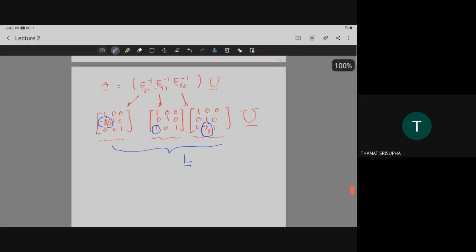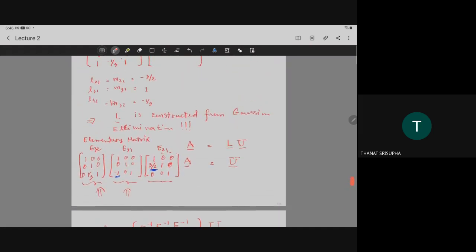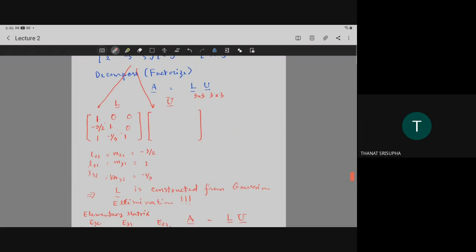So that means matrix U you can compute from E32 times E31 and then times E21 and matrix A. And if you multiply this with matrix A, you will get matrix U as 2, minus 4, 6, and 3 and 2, 9, and then 0, 0, 0.